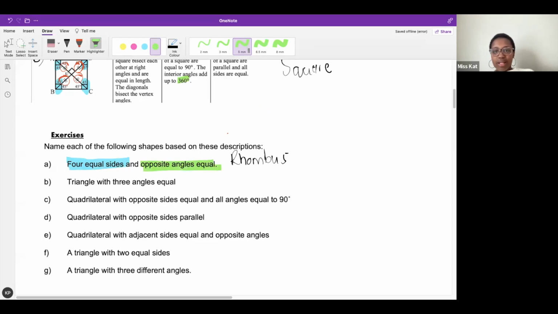Okay, thank you, Sibahle. Okay, guys, we need to be more specific with our properties. It cannot be a rectangle because it says 4 sides are equal. Are the sides of a rectangle equal? No, they are not. Then it says opposite angles are equal, not all angles are equal. Remember, in a square, all the angles are equal. So we need to be careful.